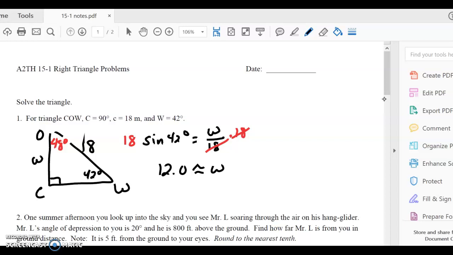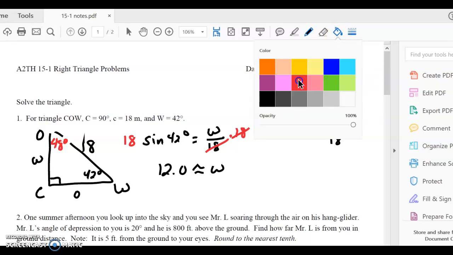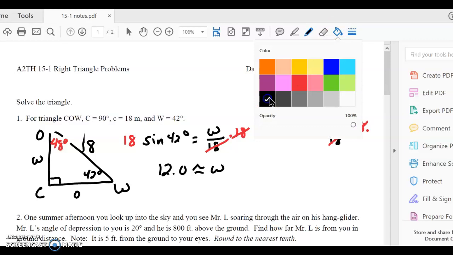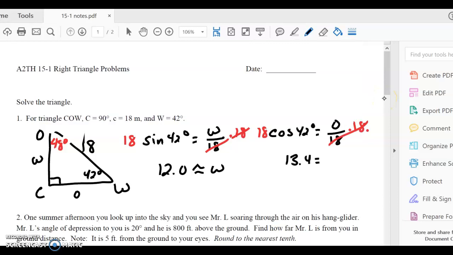And then for side o, we have options. We can use the sine function, but I'm going to stick with 42, and I'm going to do the cosine of 42 because that's the adjacent side. So we're going to call that side o over 18. Make sure if you use o, you know it's not a 0. And I'm going to multiply through very similarly by 18. And then I'm going to go ahead and compute that on my calculator. And I'm going to get 13.4 is equal to little o. And there you have it.